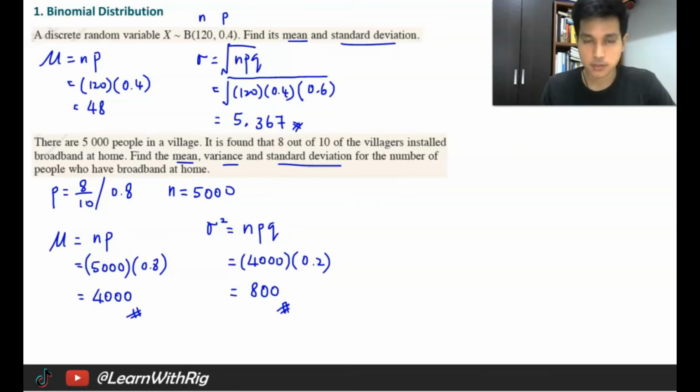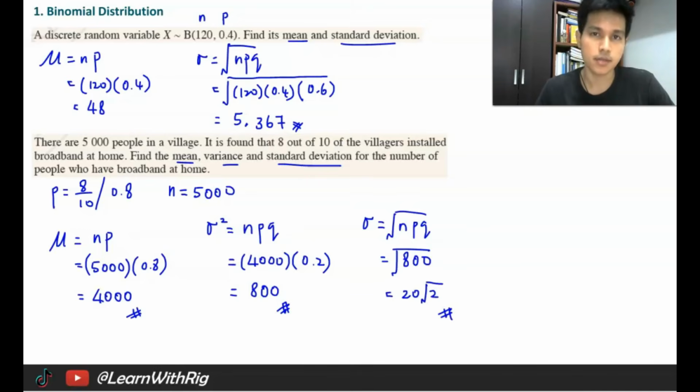Okay, next you want to find the standard deviation, which is the square root of NPQ. You have already found the variance, right? NPQ, so you just square root 800. So your answer should be in decimal, but you can also write it as 20 square root 2. Okay, your calculator should give you this answer, or you can write it in decimal places. Same thing. So that's how you solve this kind of question.